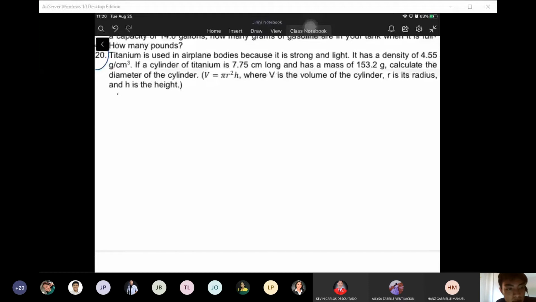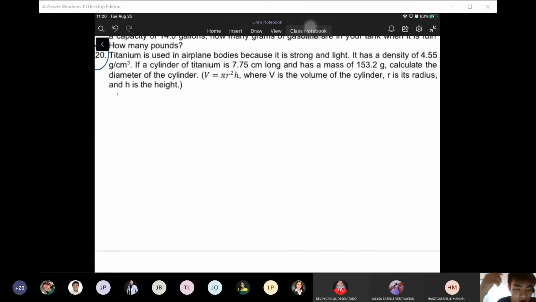Titanium is used in airplane bodies. Ay, may Lazada. We use titanium in airplane fuselage because it is lightweight and strong. As compared to aluminum, yes, aluminum is strong, but it is very heavy. Yun, share ko lang, bilang naging fan ng airplanes din dati. So, it has a density of 4.55 grams per cubic centimeter.